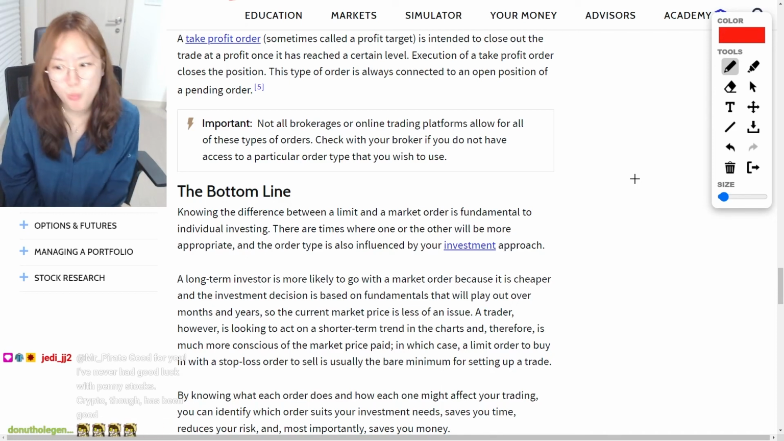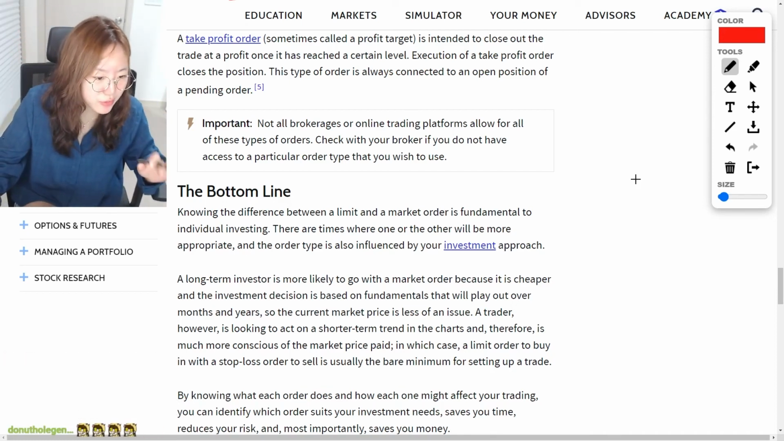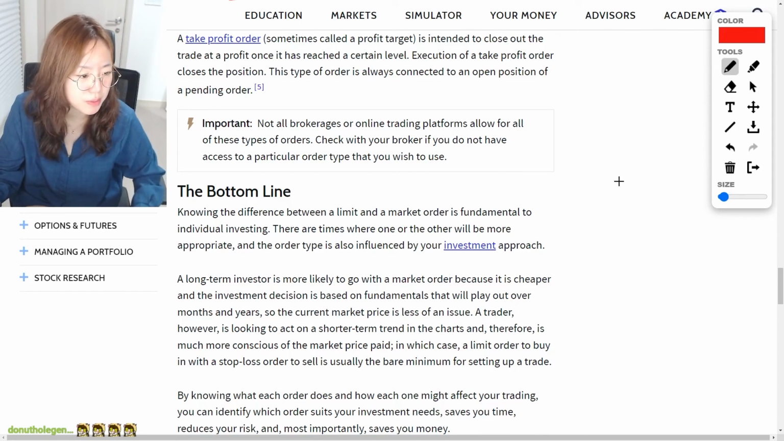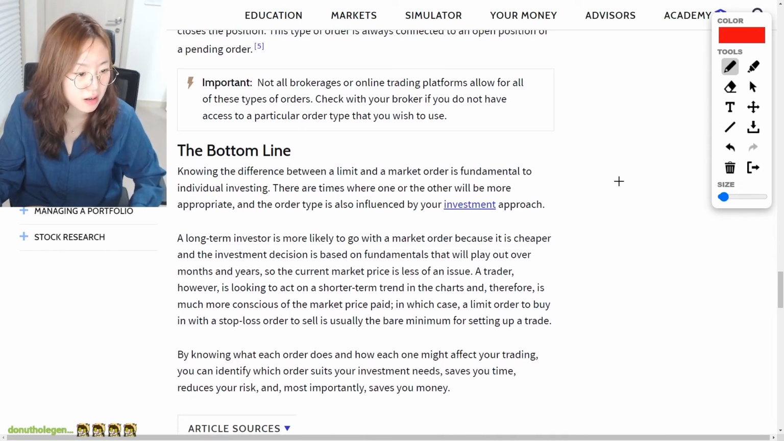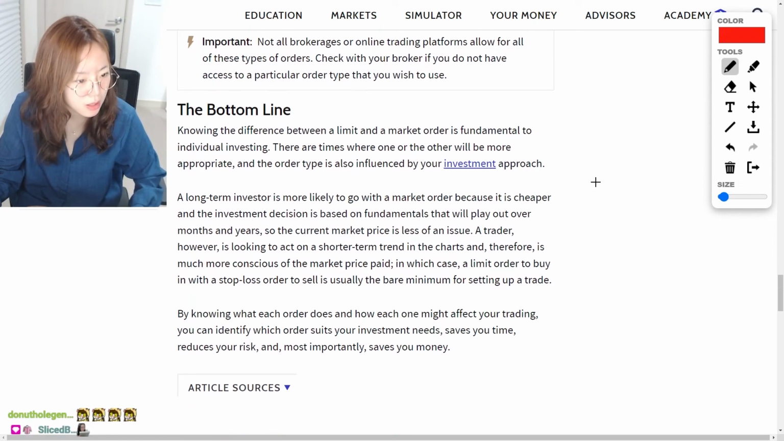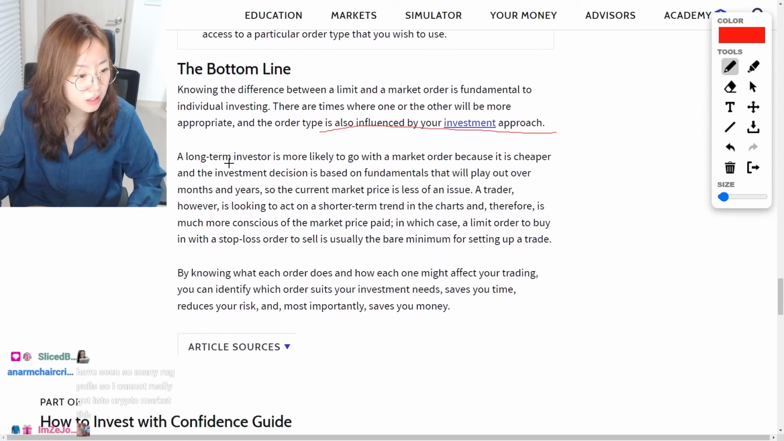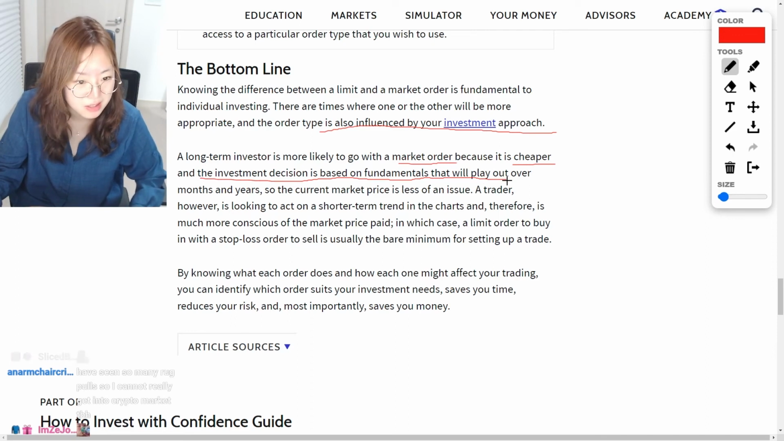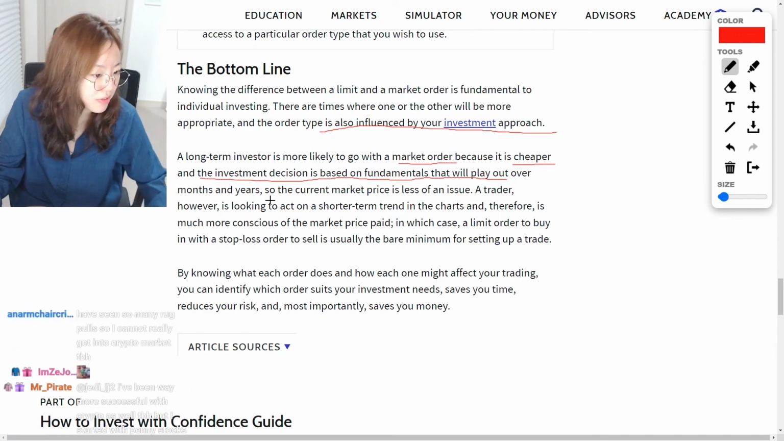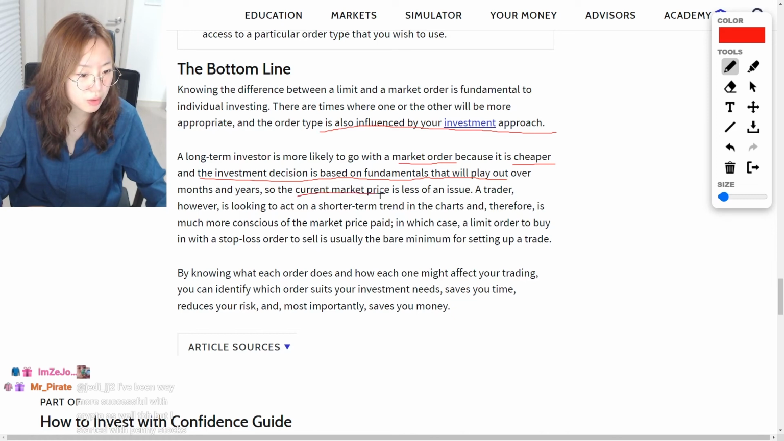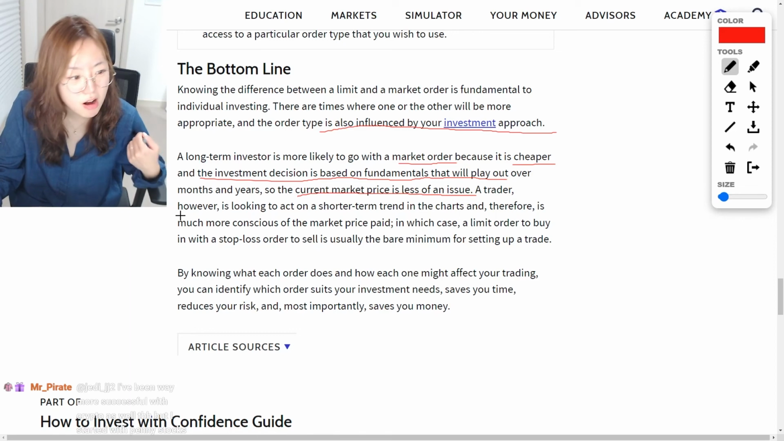The bottom line. Knowing the difference between a limit and a market order is fundamental to individual investing. There are times where one or the other will be more appropriate, and the order type is also influenced by your investment approach. A long-term investor is more likely to go with a market order because it is cheaper and the investment decision is based on fundamentals that will play out over months and years. So the current market price is less of an issue.